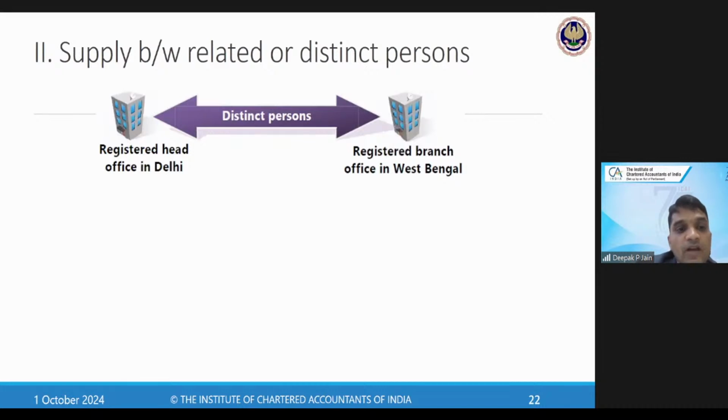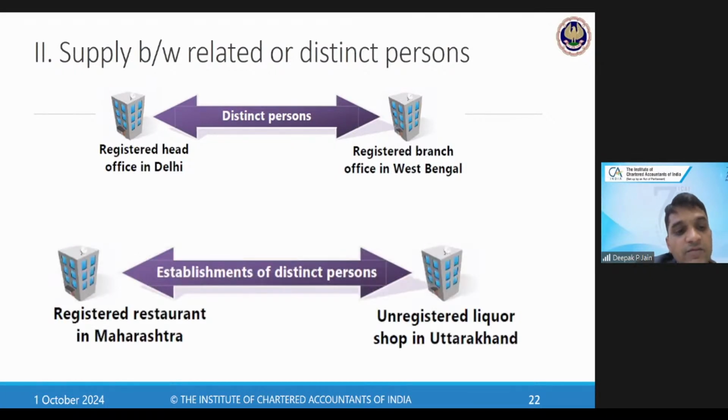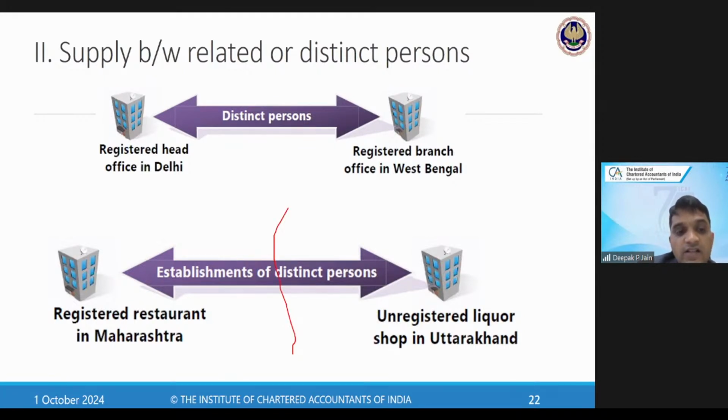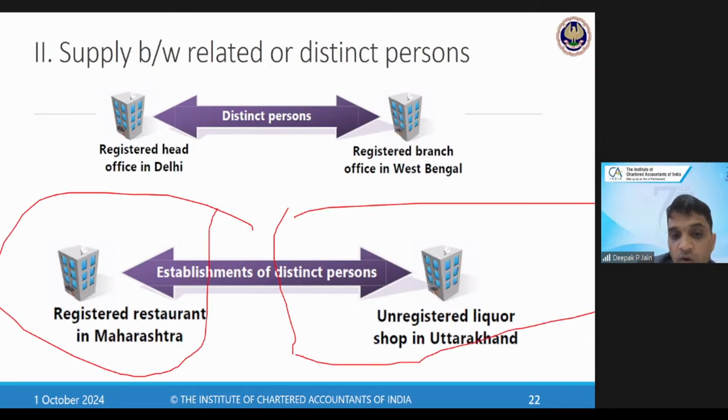Let us understand this with an example. I have a registered office in Delhi and I have a registered branch office in West Bengal. Are these two considered distinct persons? Yes, they are treated as distinct persons because they have separate registrations and they are in two different states. Now, let me flip this question. I have an establishment in Maharashtra and I have an unregistered shop in Uttarakhand. Uttarakhand is a different state. Still, it will be treated as an establishment of a distinct person because this is between two states. Since a state border is involved, this is one state and this is another state. So when there are two states, whether it is registered or unregistered, both will remain distinct persons.